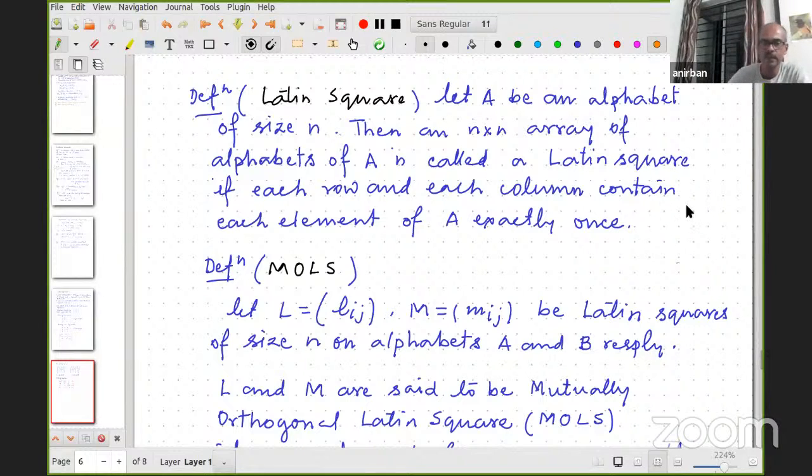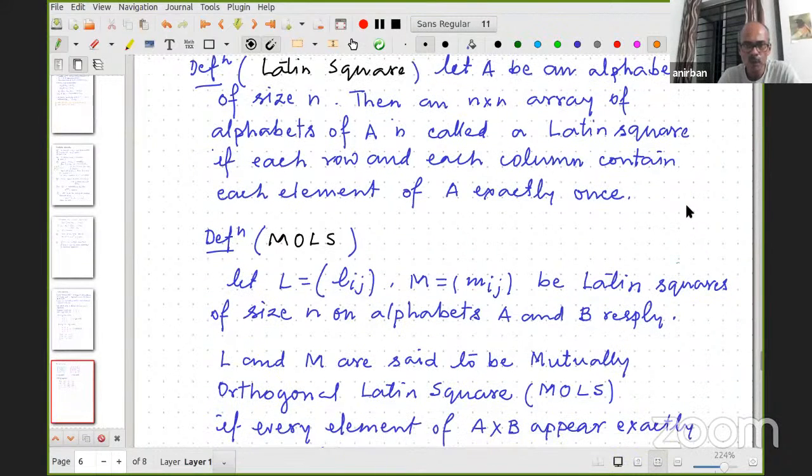What we have seen are examples of this, where each row and column contains each element exactly once. We had this with A, B, C and A, B, C, D, so 3 cross 3 and 4 cross 4, and each alphabet appears in each column and row exactly once.